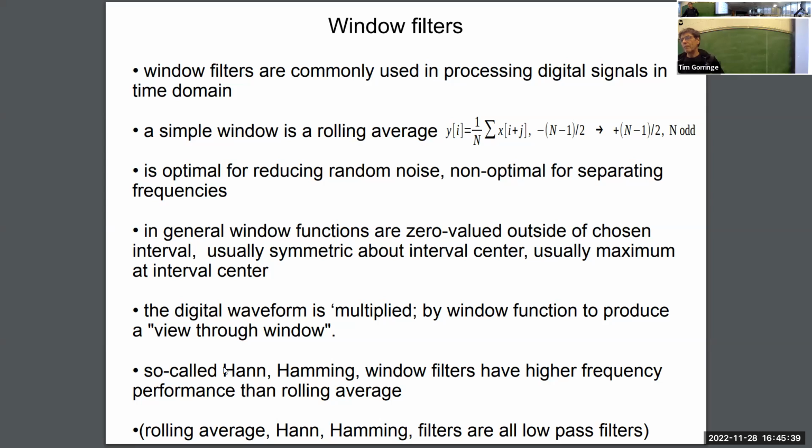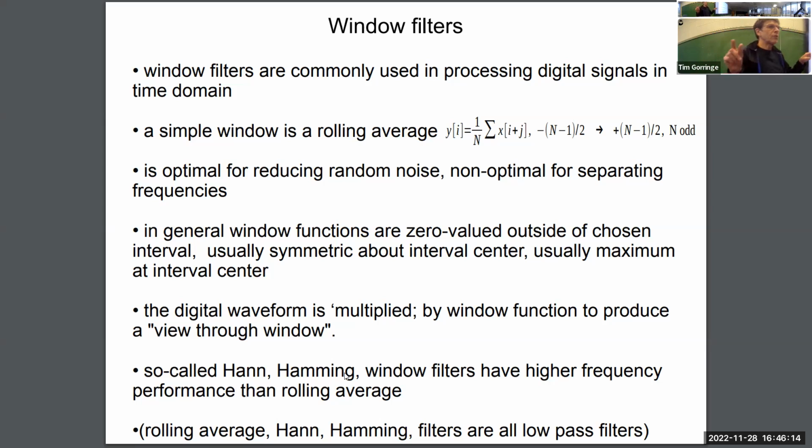So beyond the rolling average, I mentioned the Hann window and the Hamming window. These two windows have better responses in terms of attenuating unwanted frequencies. They have less good responses in terms of removing white noise or random noise. So sometimes a rolling average filter is optimal for you, sometimes a Hann or Hamming filter is optimal for you, and we'll explore these.